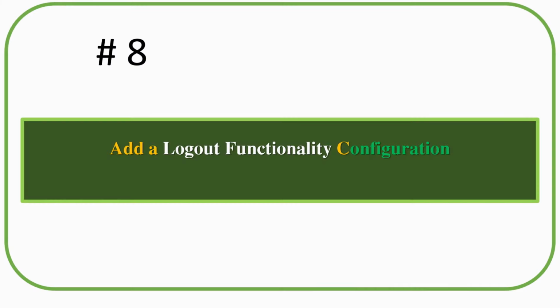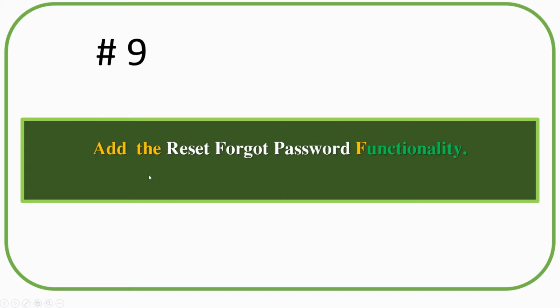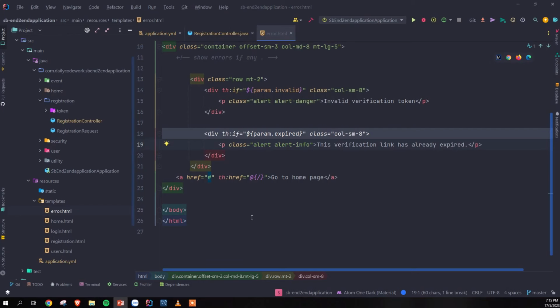All right, so we can see that we have finished task number 8, implementing the logout functionality. So right now we're going to move straight to task number 9. Task number 9 says we should add reset forgot password functionality, so that when the user forgets the password, they can actually request a password reset. So quickly, we are going to move back to IntelliJ and start implementing this functionality.